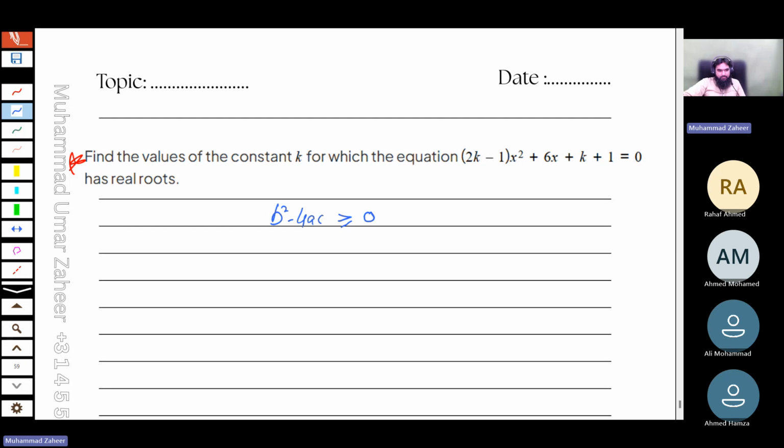Has anyone done the question? Yes, I did it, Umar. But I'm just sketching the graph. All right.